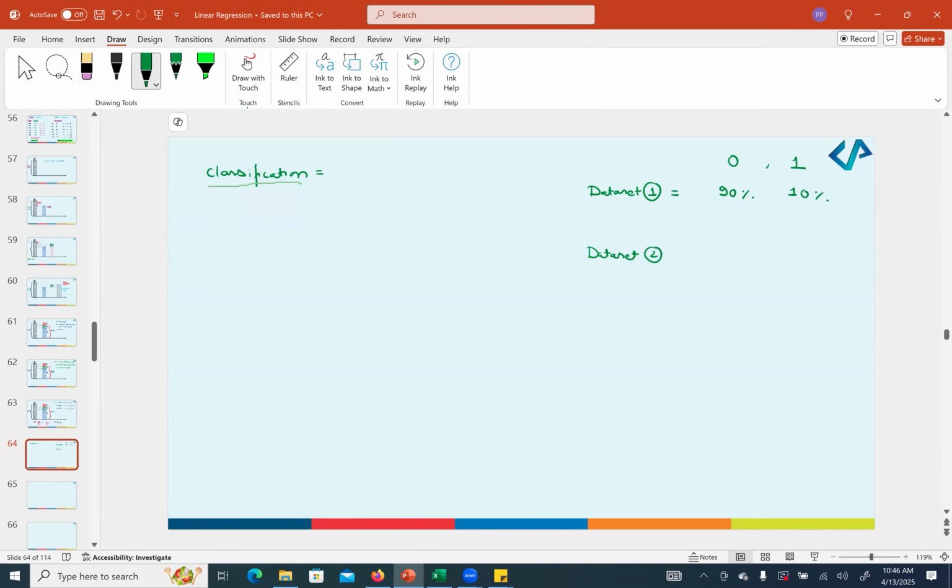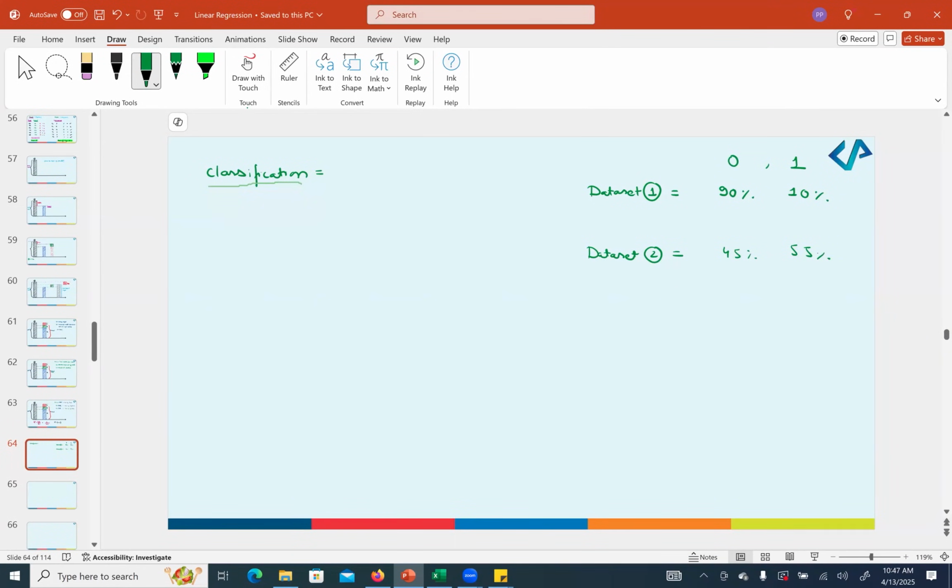Similarly, if I have some other data set, let's say data set 2, where this is 45% and this is 55%, what will be the minimum accuracy of this data set? 55%, right? Because if I classify everything as 1, the accuracy that I will get is 55%. Is that clear to everyone?